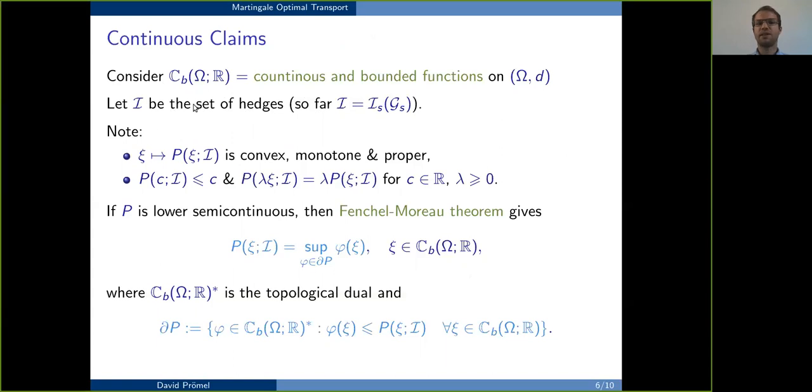So if I take a reasonable class of super-hedges, well, my super-hedging functional will be convex, monotone, proper, and positively homogeneous. And then the moment I have some continuity property such as lower semi-continuity, I always have a dual representation by the Fenchel-Moreau theorem, as presented here. The dual representation is given by the dual elements which are dominated by the super-hedging functional. So this representation, this delta P, is just the subdifferential at 0 of the super-hedging price.